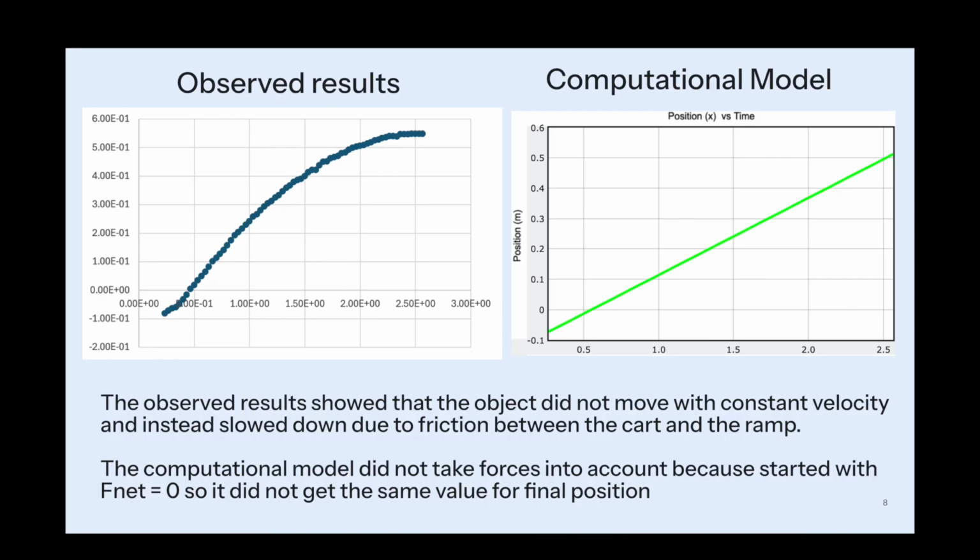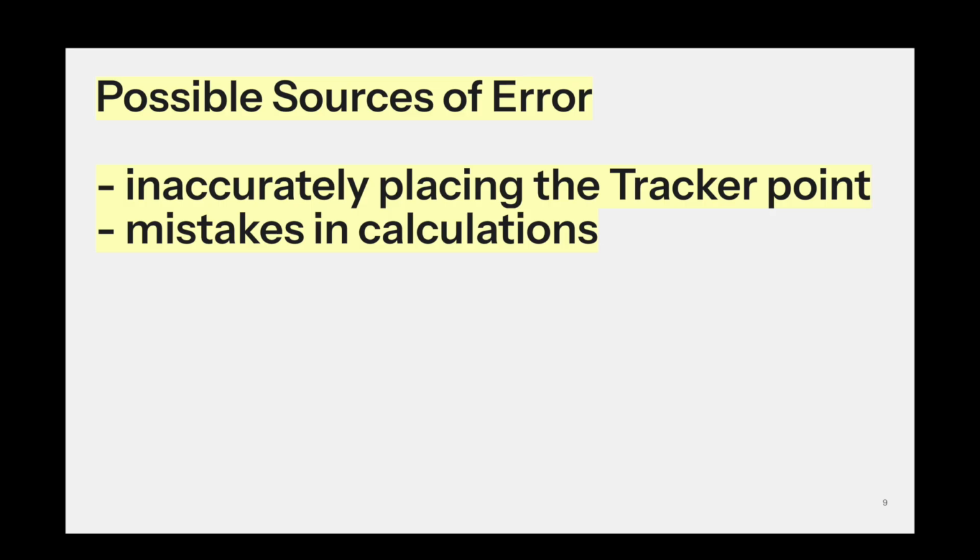These are the observed results and the computational model. The observed results showed that the object did not move with constant velocity, but instead slowed down due to friction between the cart and the ramp and other possible forces. The computational model did not take the forces into account because it started with F net equals 0, so it did not get the same value for final position, and it had a different shape overall. Possible sources of error could be inaccurately placing the tracker points. Tracker is very old software, so there could be mistakes with that, and also maybe some minor mistakes in the calculations that I did not correct.